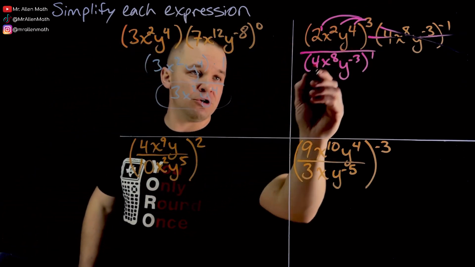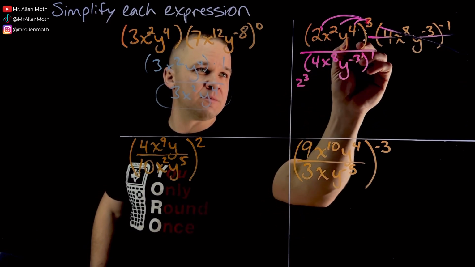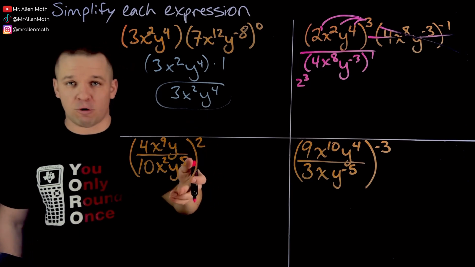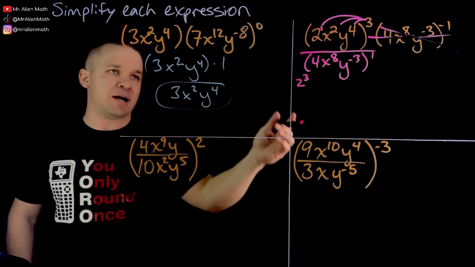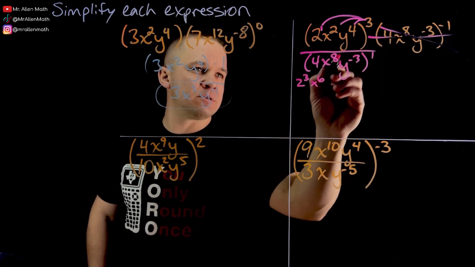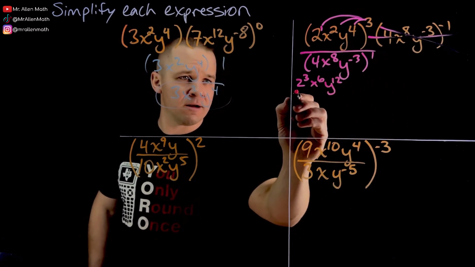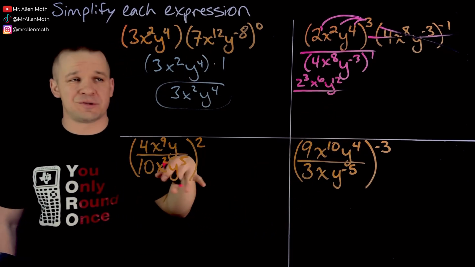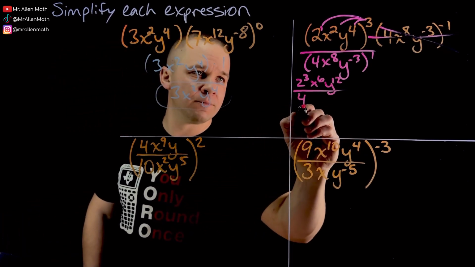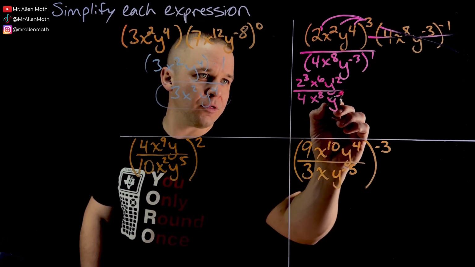So I'm going to have 2 cubed, so 2 to the 3rd, and then I'll have 2 times 3, that's 6, right? Power to a power rule says we're going to multiply my exponents. So I'll have x to the 6th power, and then 4 times 3 is 12, so y to the 12th power. Down here, it's all raised to the 1st, so nothing's going to change. It's just going to be 4. Then we have x to the 8th and y to the negative 3rd.